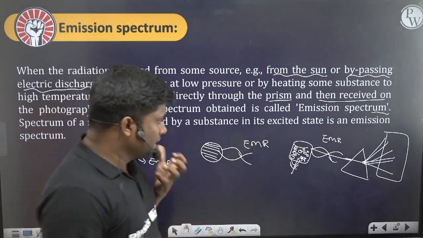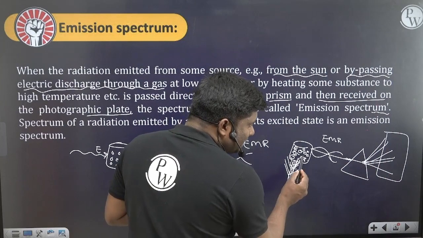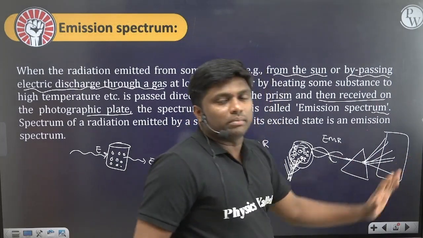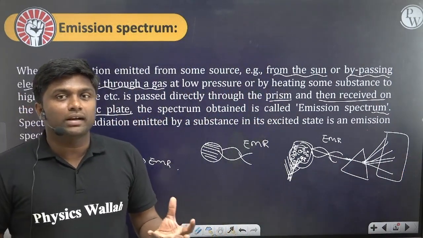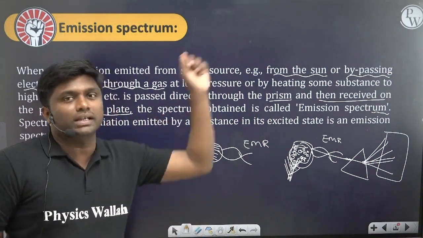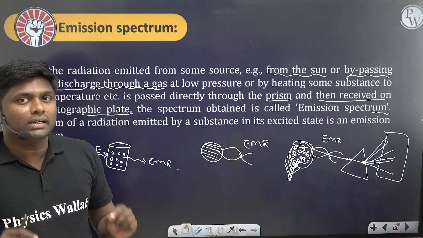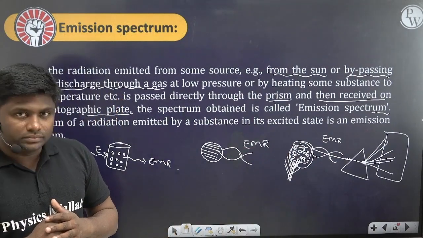Emission spectrum. Because emission spectrum means we are heating it. Because of heat, this substance is emitting some radiation. Emission spectrum is the image recorded when a substance is emitting the radiation. When a substance is emitting radiation, right?